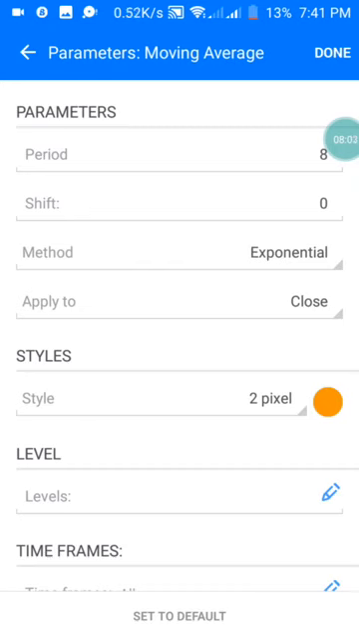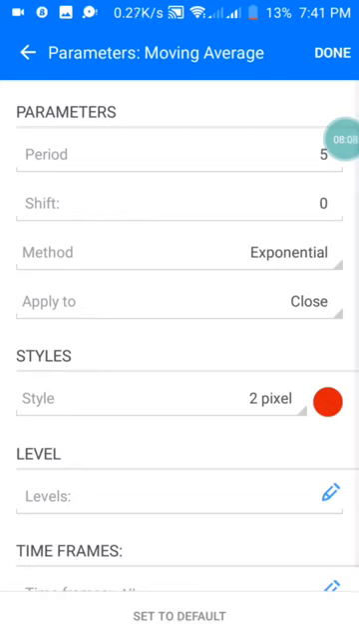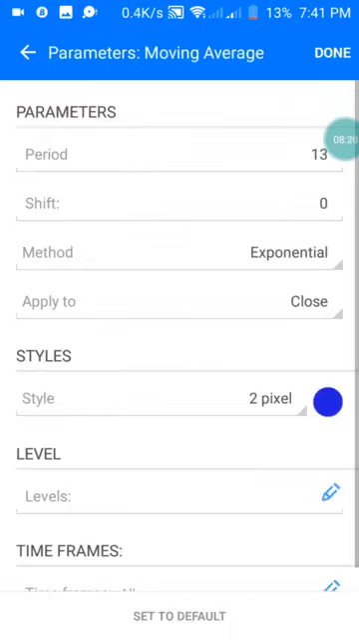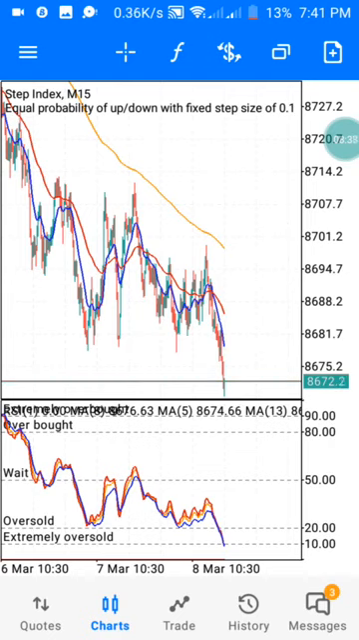So screenshot this and press done. Then move to the second moving average on my window 1. The period is 5, the shift is 0, applied to close, then choose any color of your choice and press done. Then on the last moving average, we have the period of 13, shift of 0, method of this, applied to close, then choose any color of your choice, then press done. So by doing this, you will have the settings on your phone, and you will have it on your main chart.